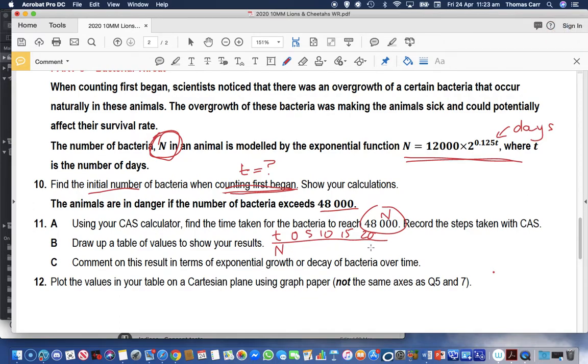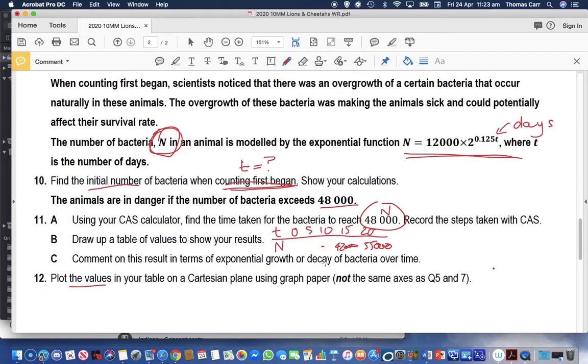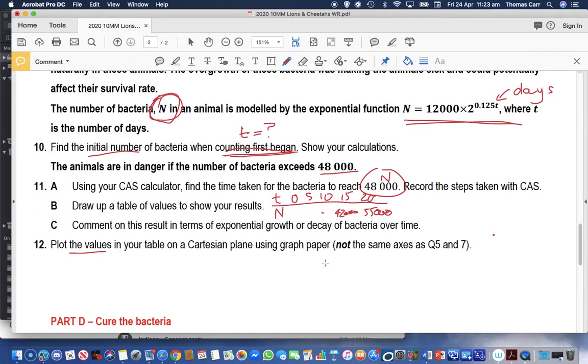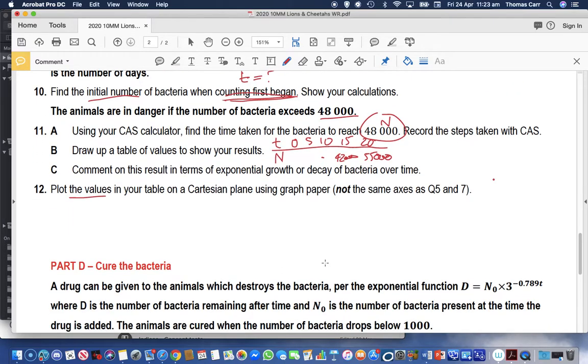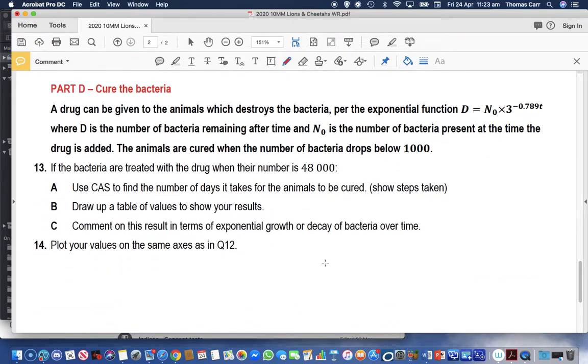And once you've figured that out, however many there are in each one of these, and so on, then you can plot those values in a graph, which is what you have to do in question 12. It asks you to talk about whether it's growth or decay. We can already see it's going up, can't we? So it must be, well, you can still answer it. Let's have a look at part D.